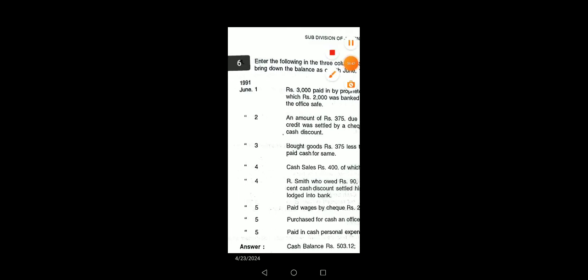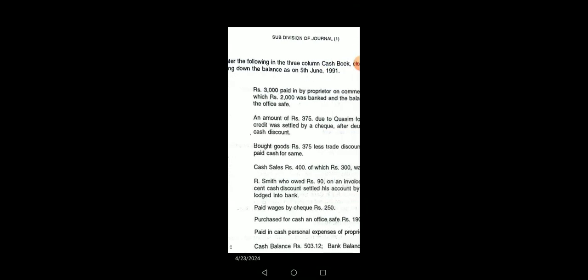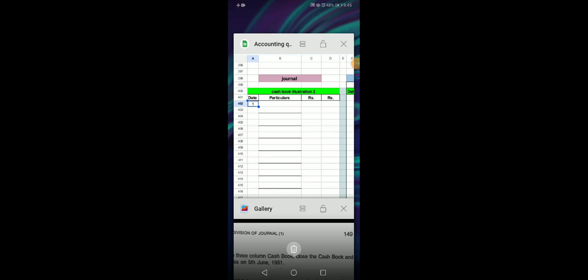Okay, so let's start with the June 1st entry. It's date June 1, so we will post the date over here. First step is to complete journal entries, so we are writing the date in the journal. What is the first entry saying? Rupees 3000 paid in by proprietor for commencing business, for start of business. As the journal has been completed, you have the idea that cash is provided by the proprietor of the business.